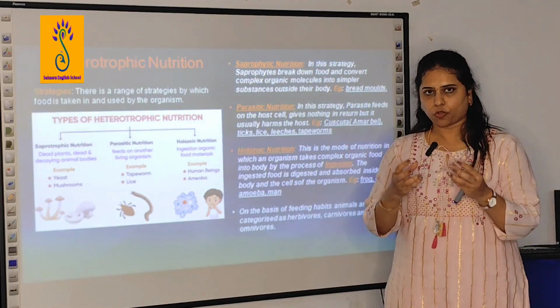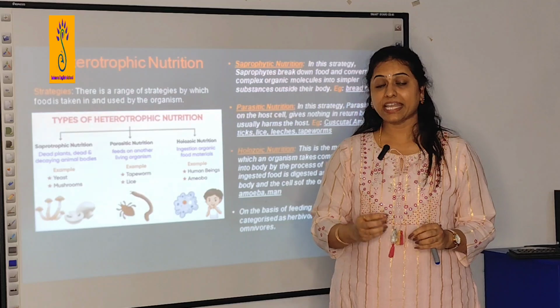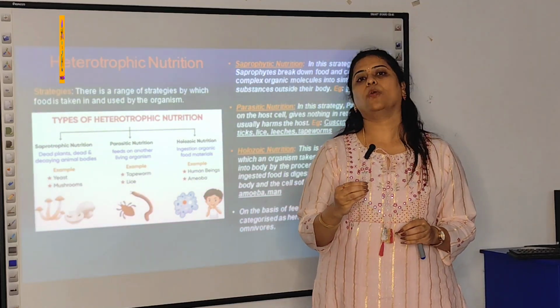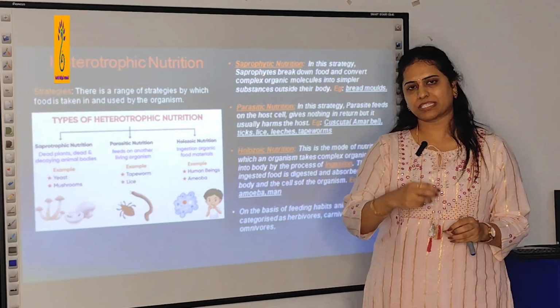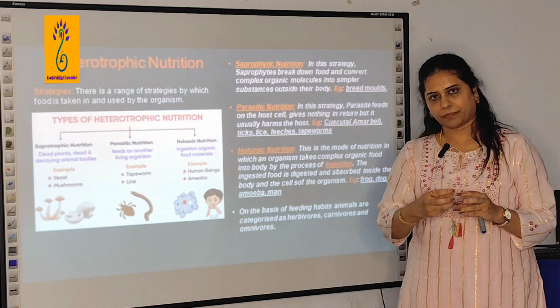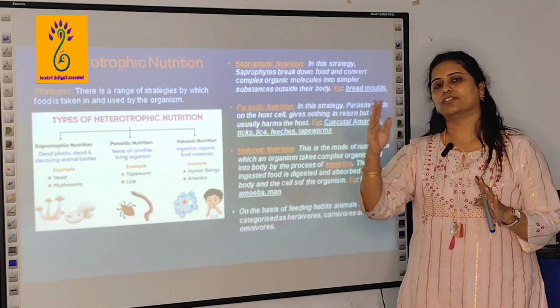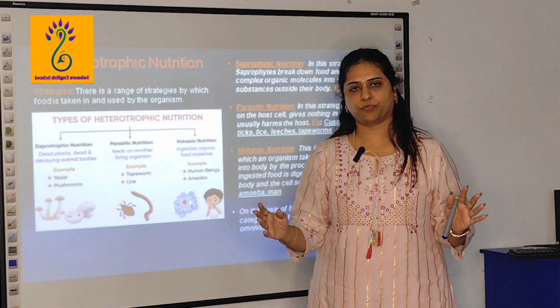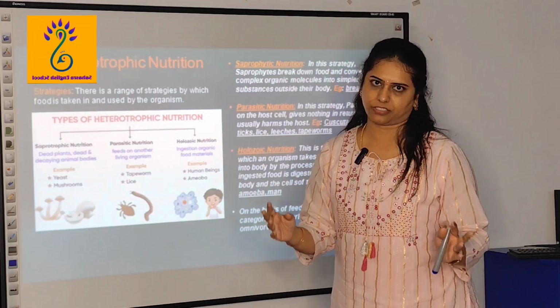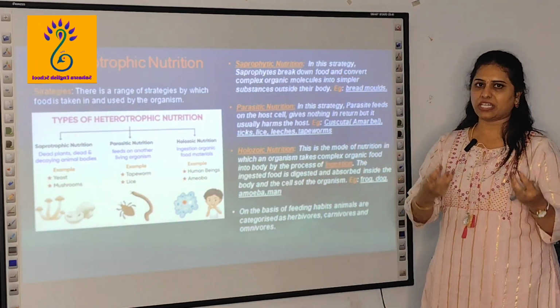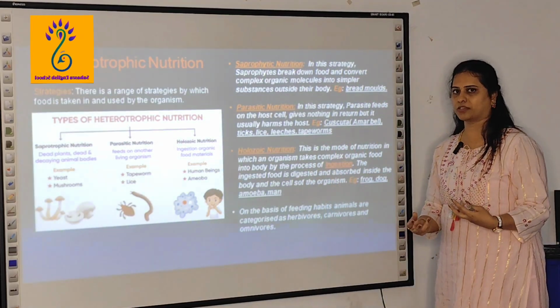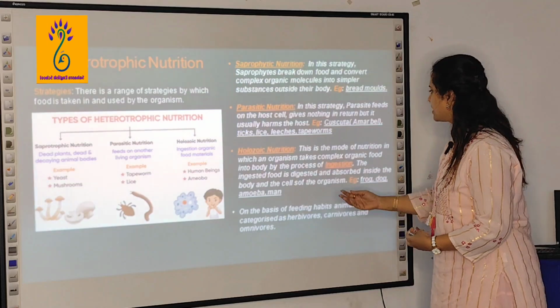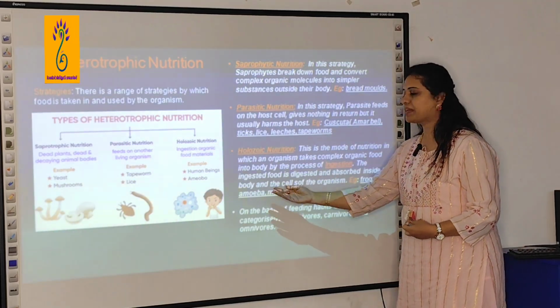They take up the complex food inside the body, and they break down these complex foods into simpler ones, and from that they get energy. That energy is transported to different parts of the body to perform various functions. Holozoic nutrition, we perform holozoic nutrition. Example, human beings, example, man, amoeba, etc.